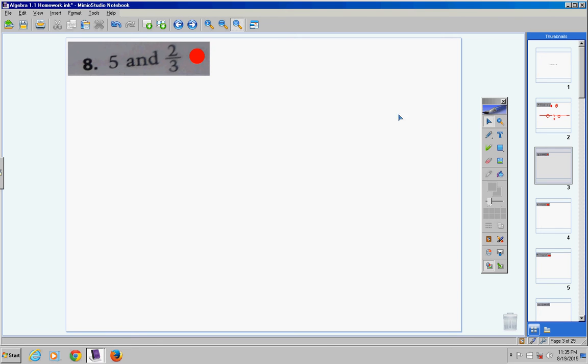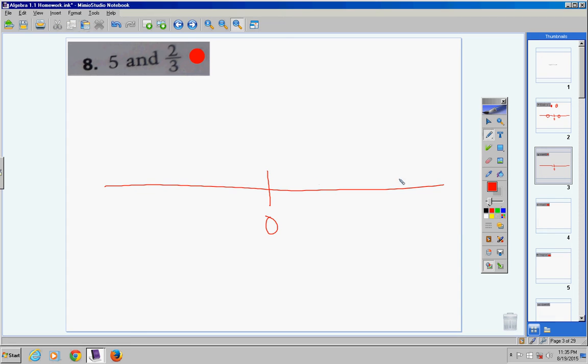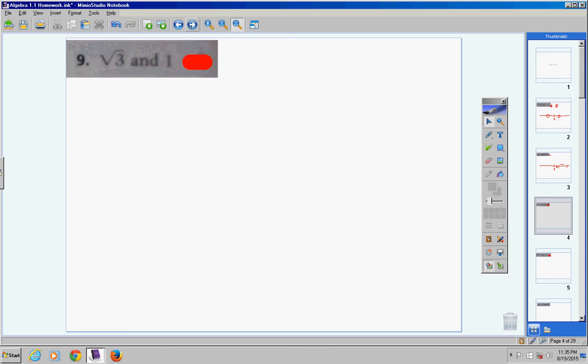5, and then the fraction 2/3. Well, first of all, guys, obviously 5 is going to be way over here, and you do not need to use a number line like I am, okay? I'm just doing this so you can see it. 2/3 would be here, 1 would be right here. Obviously, 5 is further to the right. 5 is the larger number, okay? Pretty simple stuff. Number 9.